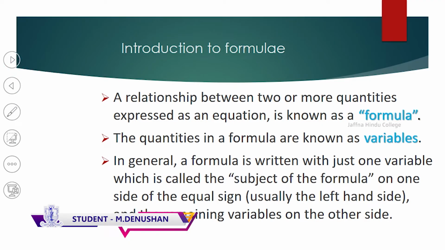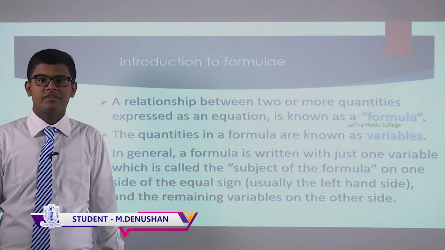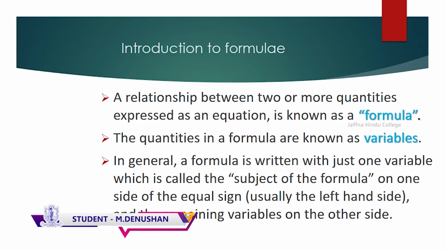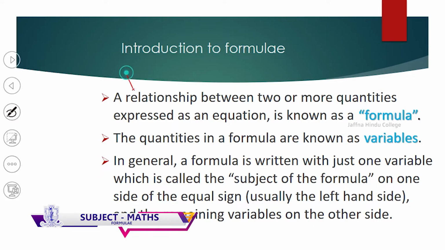A relationship between two or more quantities is expressed as a formula, and the quantities in the formula are known as variables. Usually the subject of the formula is on the left hand side, and the variables are on the right hand side. For example, in the formula y is equal to mx plus c, y is the subject of the formula and mx plus c are the variables in the formula.